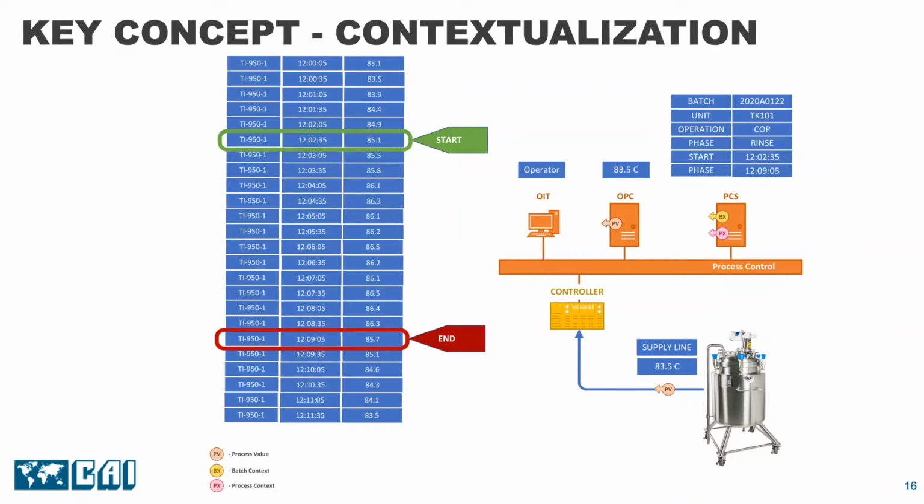We need to know the time when the rinse phase started and when the rinse phase ended. By identifying these markers, the start and end times for the phase, we now know which temperature sensor values are for our rinse phase. We have contextualized these supply line temperature values. From the process controller, we can see that the rinse phase started at 12:02:35 and ended at 12:09:05. The temperature values for the rinse phase are the values between and inclusive of the start and end times.